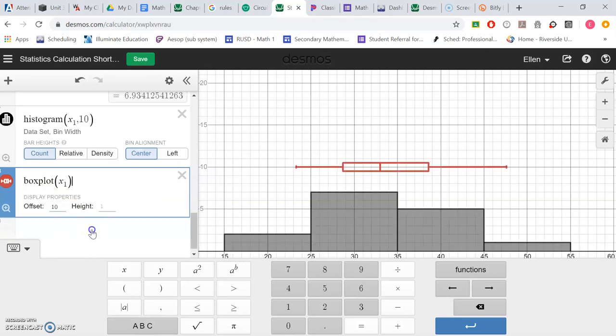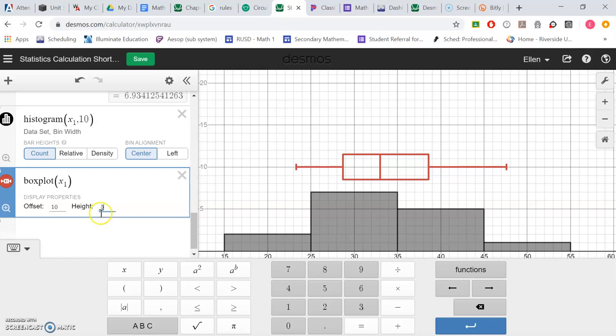Okay. Also above here I have a box plot, and it's drawn the box plot for me. I can change my height. Right now I have my height set at 1. Maybe I want my height to be 3 so I can see it better. Whatever works for you. And that's the idea of what you're going to be trying to do.